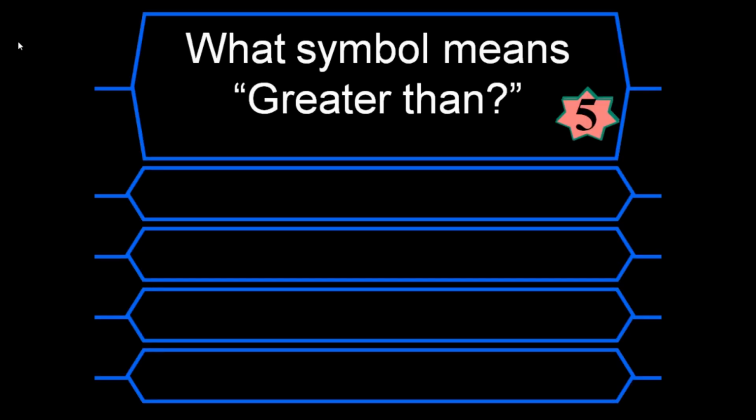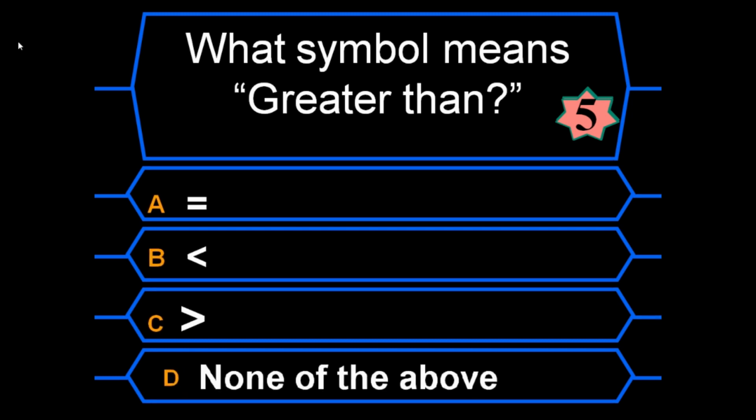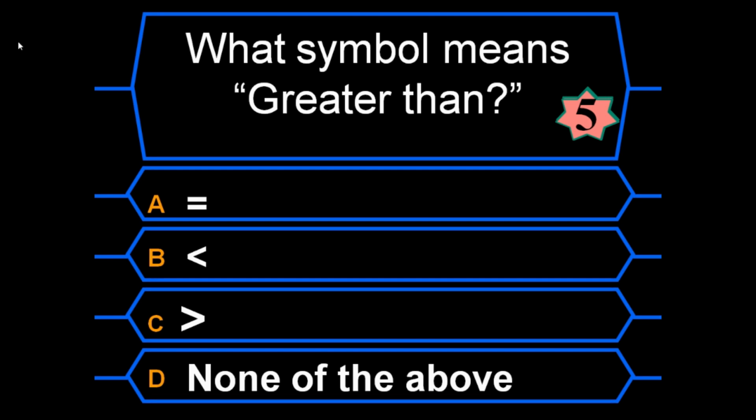Five seconds to read the options. Choose your answer: A, B, C or D. So we begin: what symbol means greater than? Is it A, B, C, or none of the above? Off we go, 5 seconds.